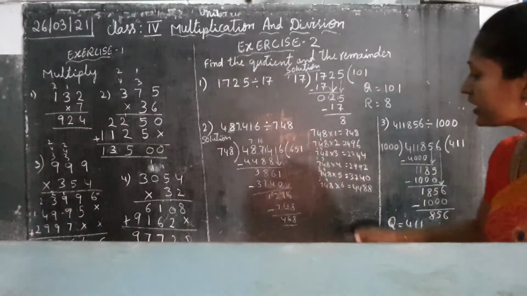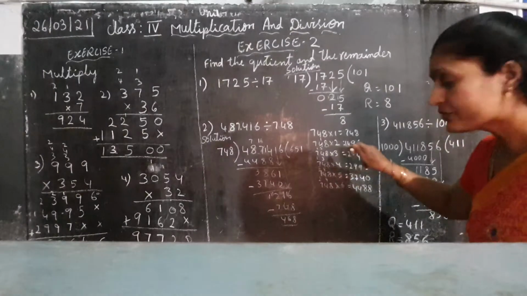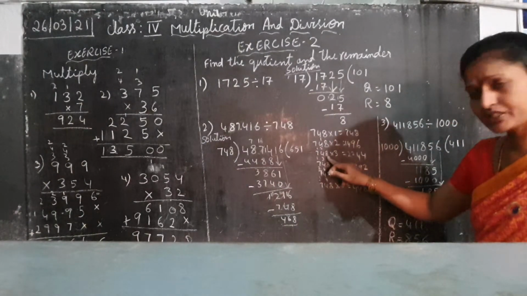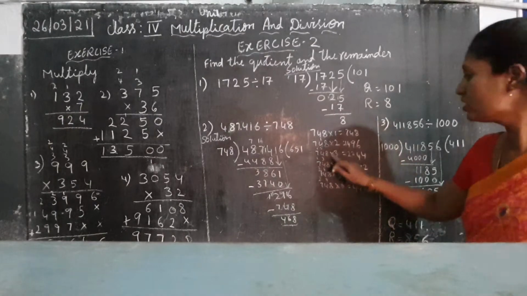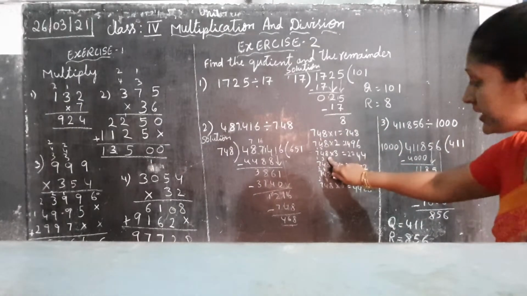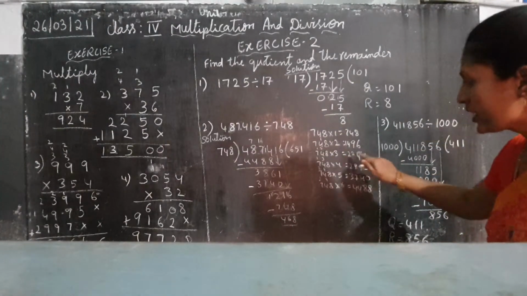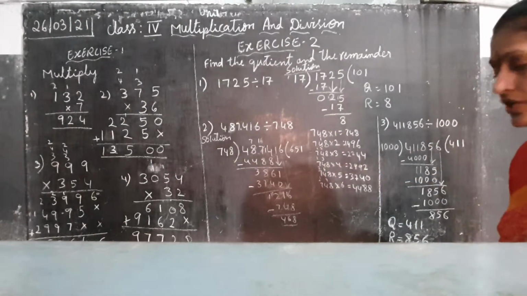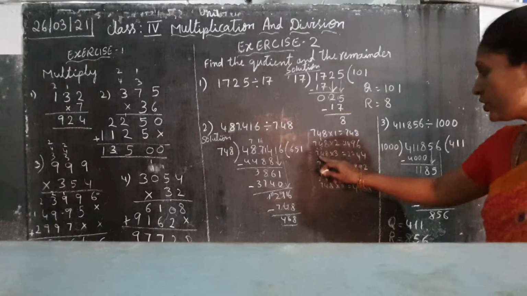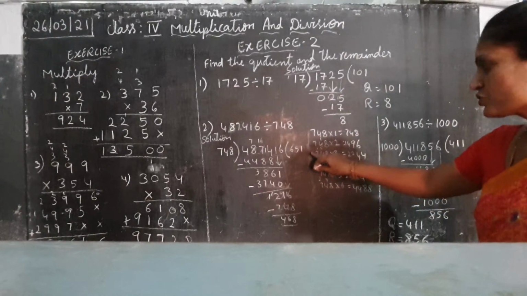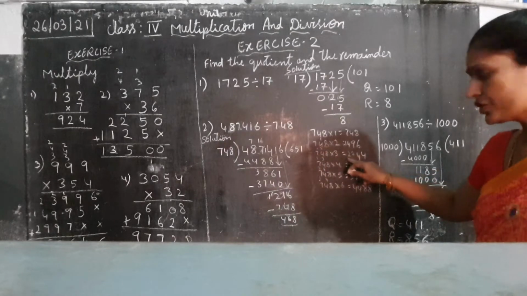1496. Okay. Now we have to multiply 748 by 3. First we have to multiply the hundreds, no? 3 times 8, how much? 24. 2 carry and 4. And 3 times 4 is 12 plus 2, 14. 1 carry and 4. 3 times 7 is 21 plus 1, 22.